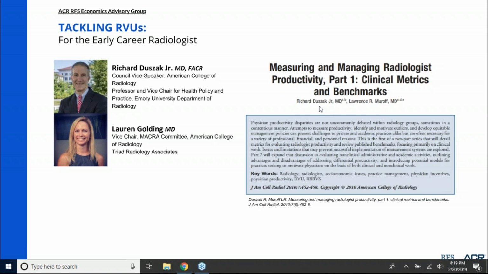but compare me to the people that are doing my slot as well. Am I keeping up? Am I able to handle the work? So it really has to be done in a very thoughtful way that does not inhibit patient care.